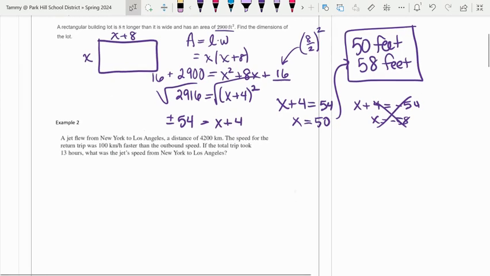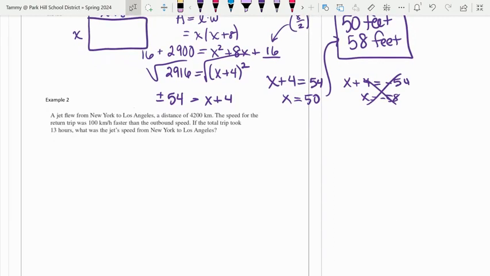All right, example 2. A jet flew from New York to Los Angeles, a distance of 4,200 kilometers. The speed for the return trip was 100 kilometers faster than the outbound speed. The total trip took 13 hours. What was the jet speed from New York to Los Angeles? So we know distance is rate times time. So we're going to fill out a chart here.